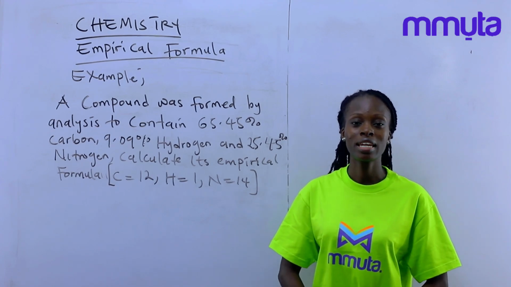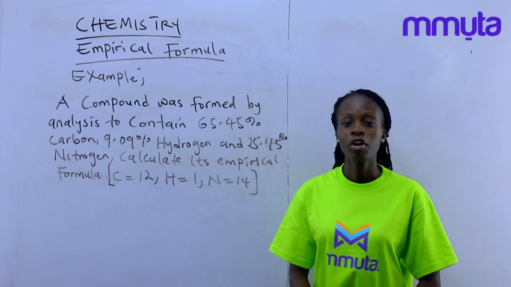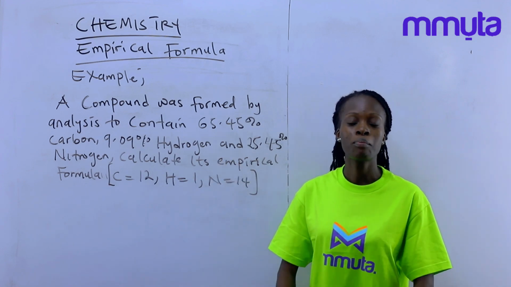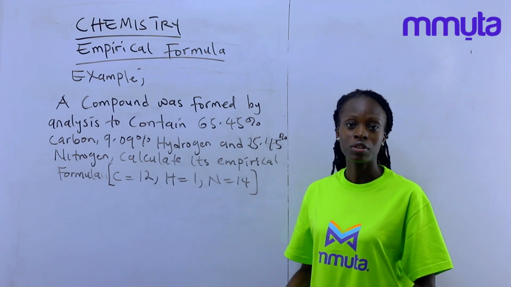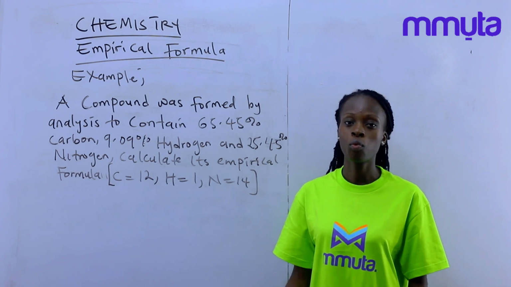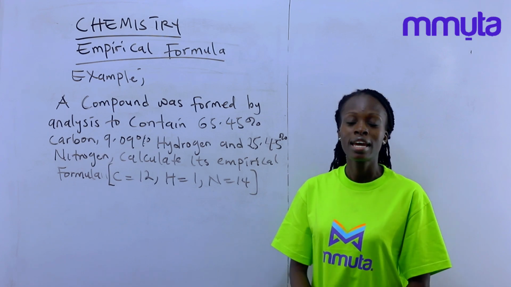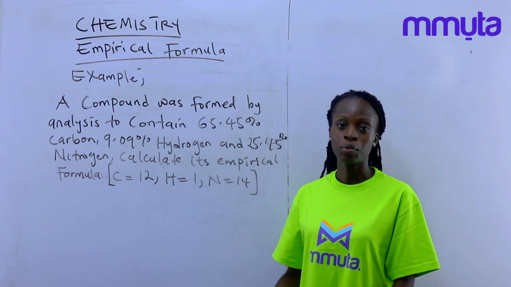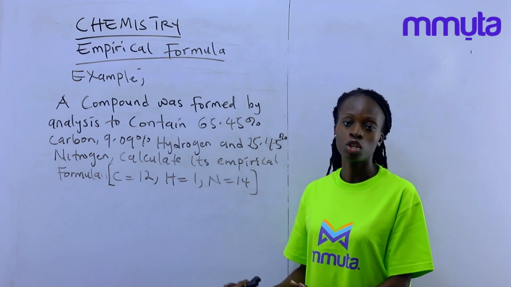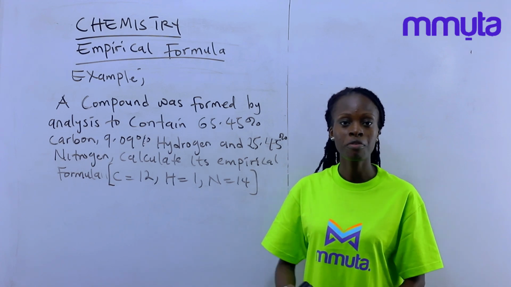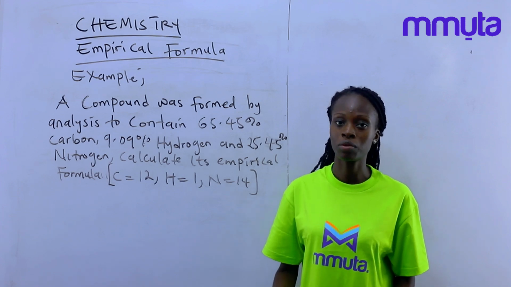Today we're going to be looking at empirical formula. We're going to be looking at how to calculate the empirical formula of a compound. Before we go into the calculation proper, I would like to explain what empirical formula is. Put simply, empirical formula can be seen as the simplest ratio of the number of different atoms present in a molecule of a compound.